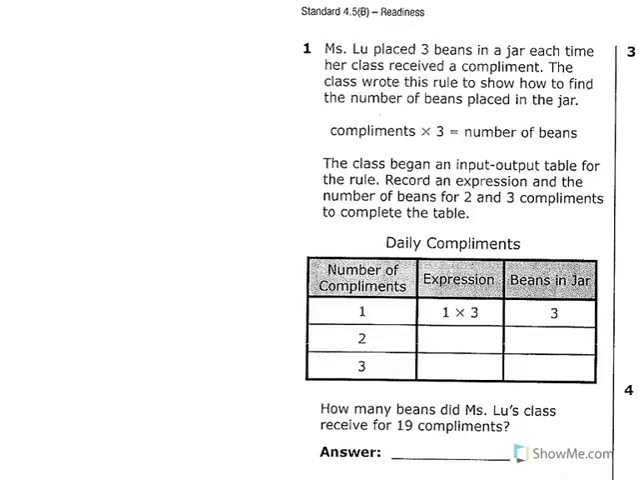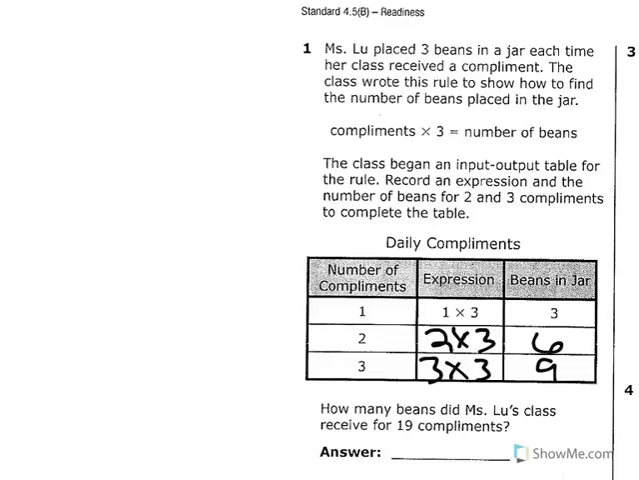The class began an input-output table for the rule. Okay, record an expression and the number of beans for 2 and 3 compliments to complete the table. So that would be 2 times 3 equals 6, and 3 times 3 equals 9. Okay. How many beans did Mrs. Liu's class receive for 19 compliments?